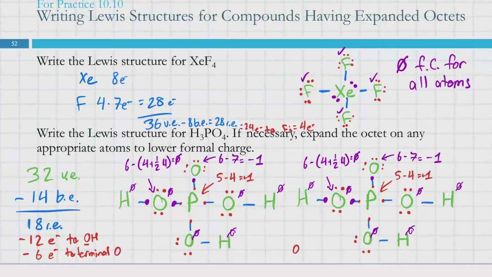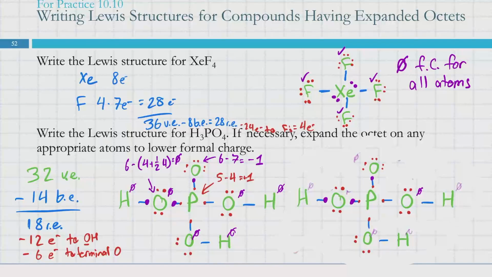And now I get to trim all of this. Get rid of that. There we go. So our OHs are all fine, right? So let's ignore those and focus in on our phosphorus in the middle and our terminal oxygen. The way that we can adjust the formal charges is we need to get some electrons off of our terminal oxygen. So we can make a double bond.